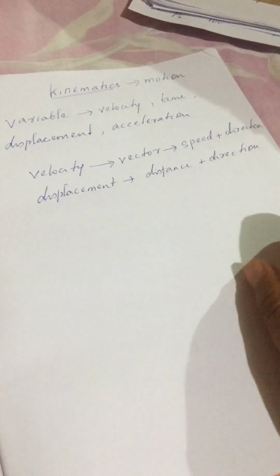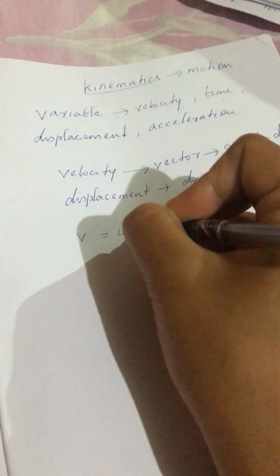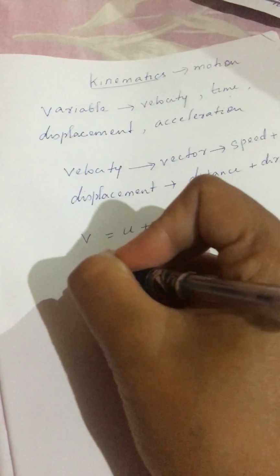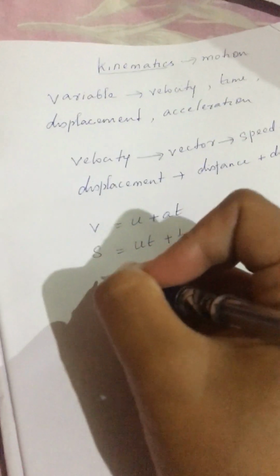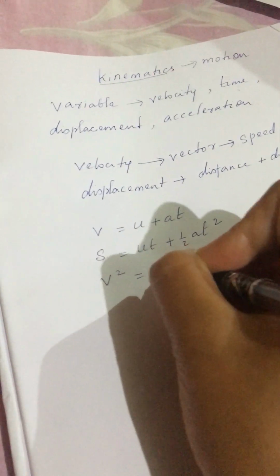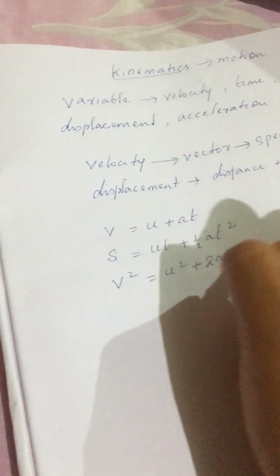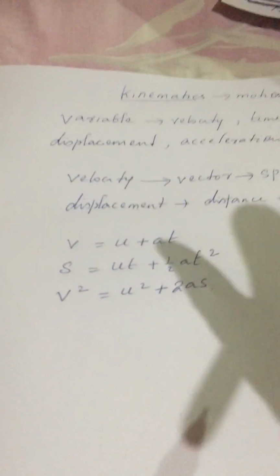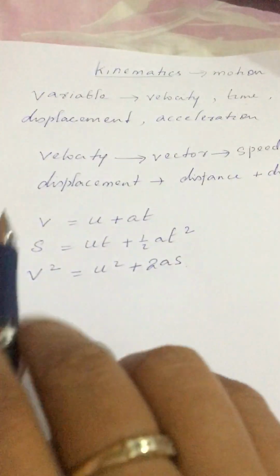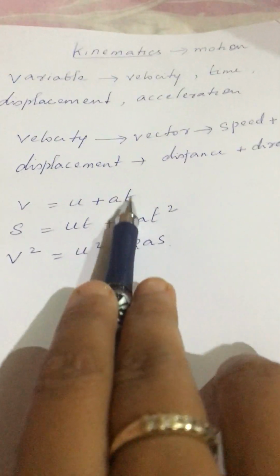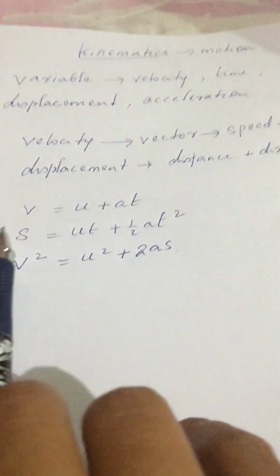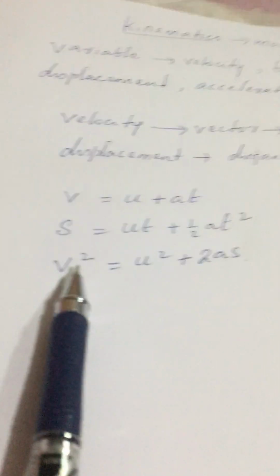Then there are some famous relations like v equal to u plus at, s equal to ut plus half at square, and v square equal to u square plus 2as. These are the famous relationships between the four variables, where v is the final velocity, u is the initial velocity, a is the acceleration, t is the time. What this relation says, I will take an example.